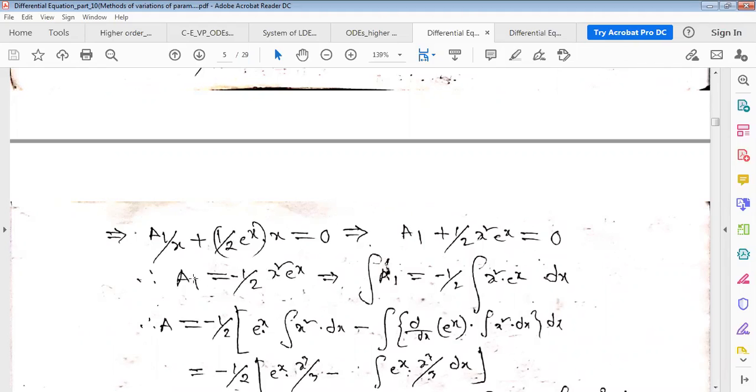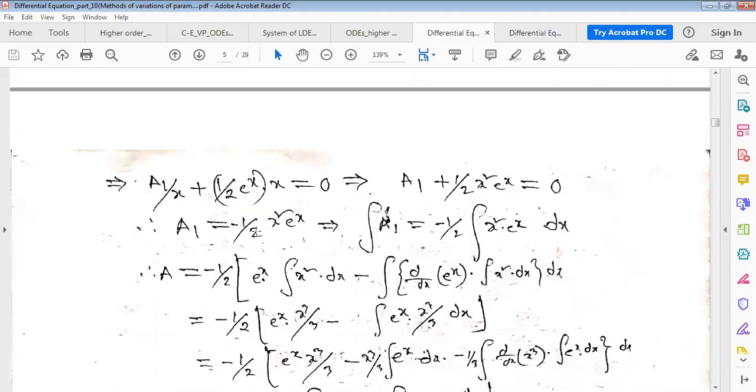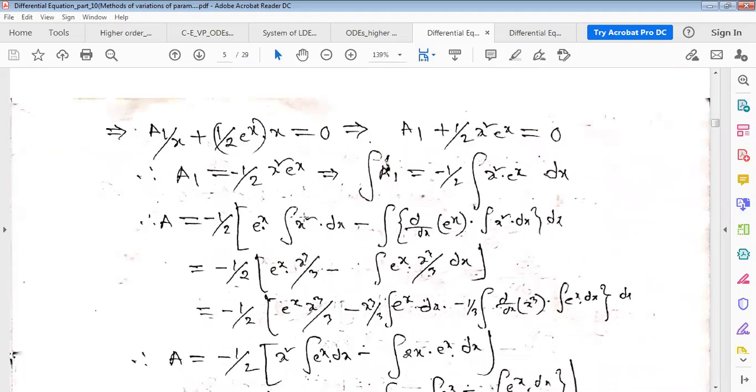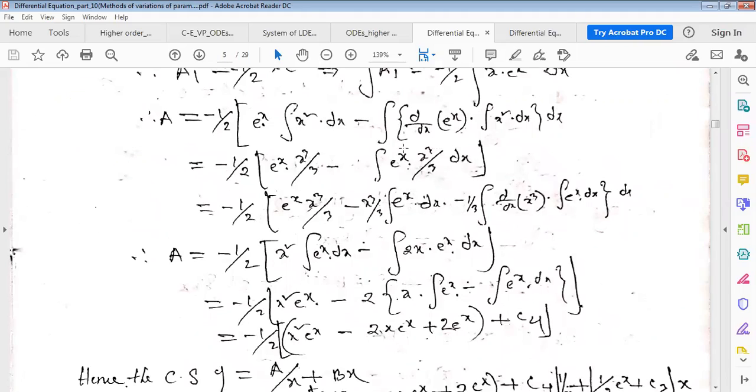So just integrating on both sides, we get A equals, this is the UV process method. We have to apply the UV process here: u into the integration of v minus the differentiation of u into the integration of v. Then again integration. So x square integration: x cube by 3 e to the power x, minus the differentiation of x square, which is integration x cube by 3.